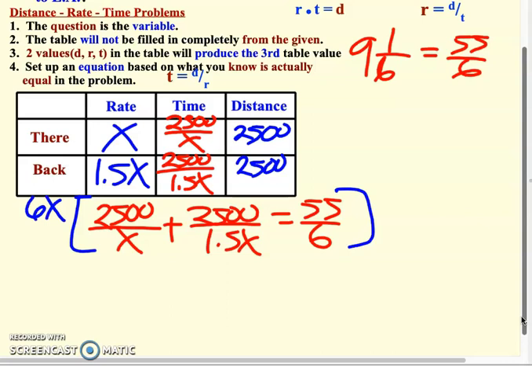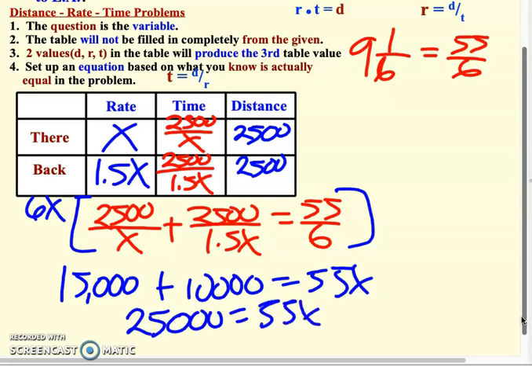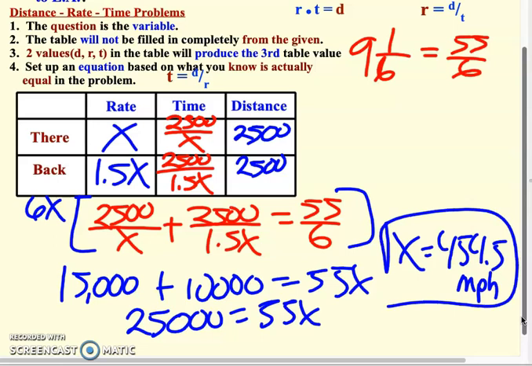So if you start cruising through and doing the multiplication, let's go ahead and knock it out here. We've got 15,000 here, 10,000 here, and 55x, which gets us down to 25,000 is equal to 55x, which is an x of 454.5 miles per hour, which is our answer.